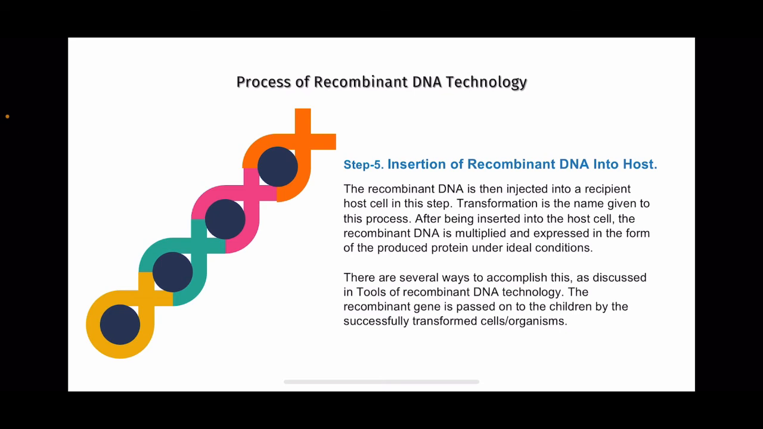Once after the insertion of the recombinant DNA into the host cell, it gets multiplied and is expressed in the form of the manufactured protein under optimal conditions. As mentioned in tools of recombinant DNA technology, there are various ways in which this can be achieved. The effectively transformed cells or organisms carry forward the recombinant gene to the offspring.